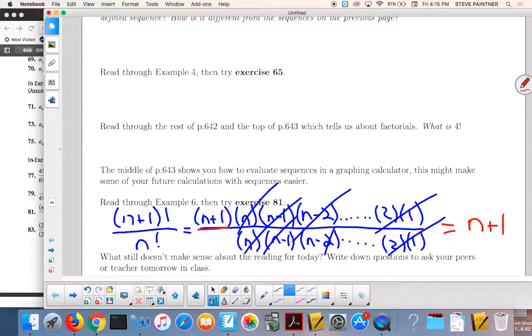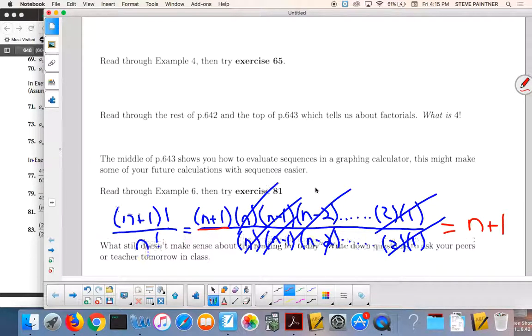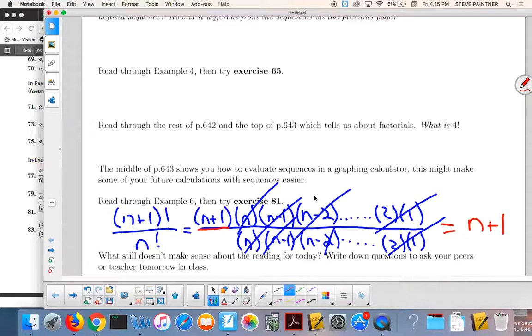I mean, at this point, it would be good to scroll down a little bit. What still doesn't make sense about the reading for today? Write down questions to ask your peers or teacher tomorrow in class. So anything that doesn't make sense, you should really write it down at this point, and we will talk about it on Monday.